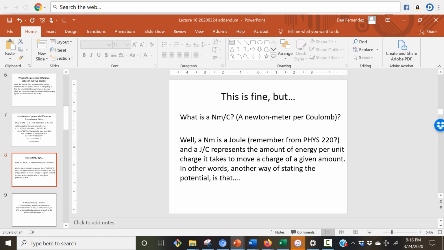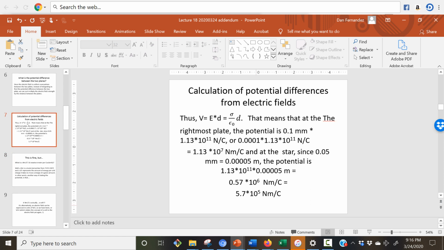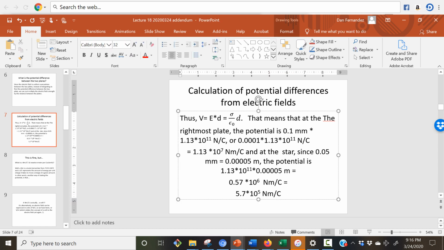But a joule per coulomb represents the amount of energy it takes to move a certain amount of charge in a field. And that energy required to move a certain amount of charge is also known as a volt. A joule per coulomb is a volt. So a Newton meter per coulomb is also a volt. So what we calculated in the previous slide could have been written just as volts. A volt is a Newton meter per coulomb. So it's another unit translation. We get a few of those, particularly in second semester physics, that come out of the blue. And you'll see some other ones that are really interesting and perhaps a bit unexpected.